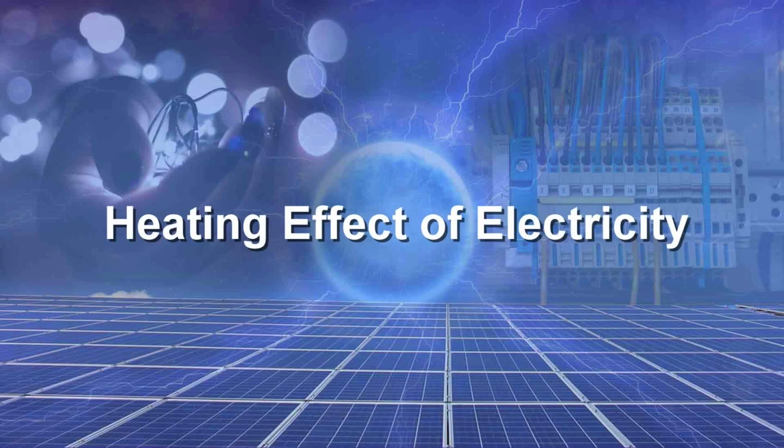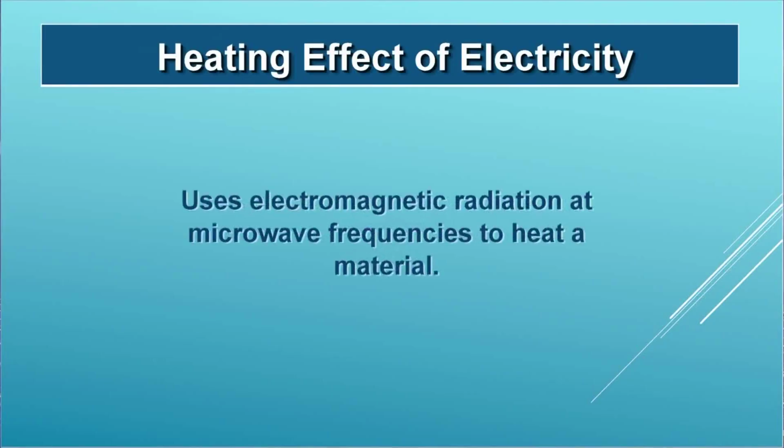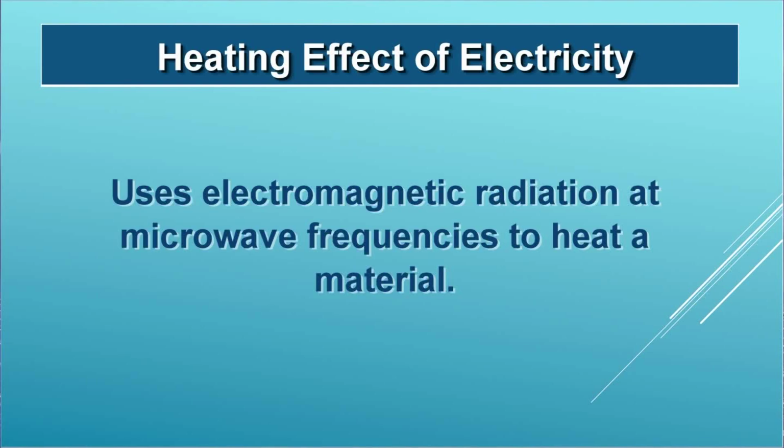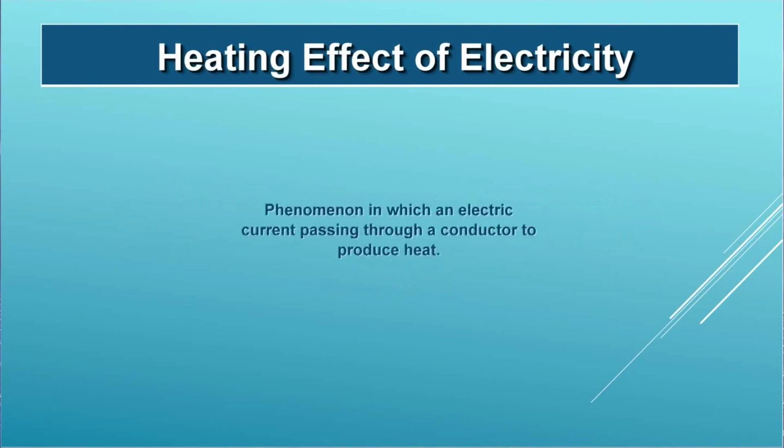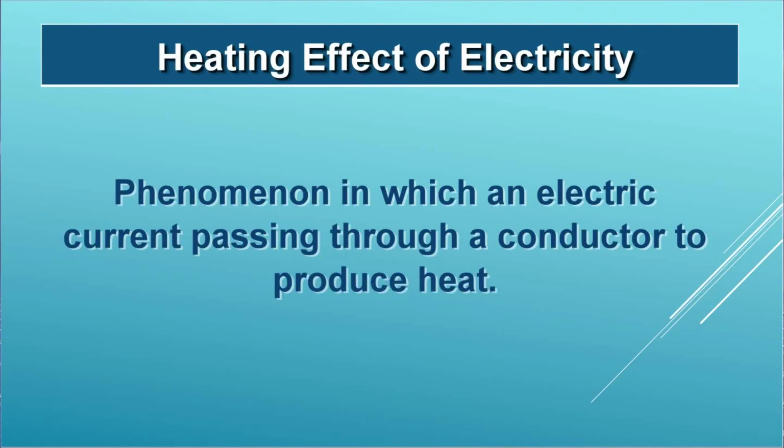Next is the heating effect of electricity. The heating effect of electricity, also known as Joule heating, is a phenomenon in which the electric current passing through a conductor produces heat. When an electric current flows through a conductor, such as wire or heating element, the resistance of the material causes the electrons to collide with the atoms in the material. This collision produces heat energy, which causes the temperature of the material to increase.